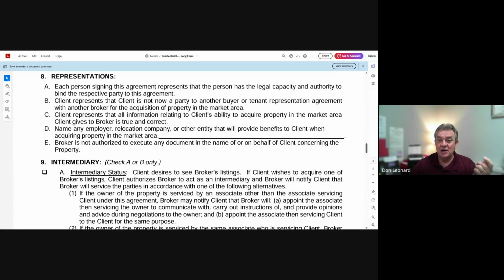And the broker is not authorized to execute any document in the name of or on behalf of the client concerning the property. If you remember your agency class, 8E is all about special agency. The fact that you and I do not have the authority to bind the client to anything. We've had questions before as to whether or not I can be the power of attorney for my client. According to that, absolutely, positively not. You don't have the authority to bind the client to anything. You don't have the authority.